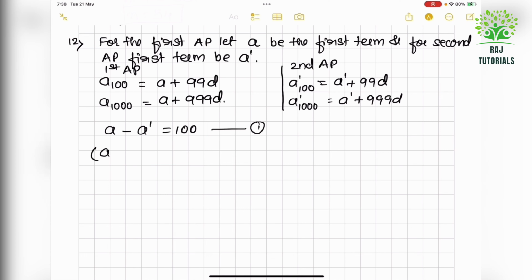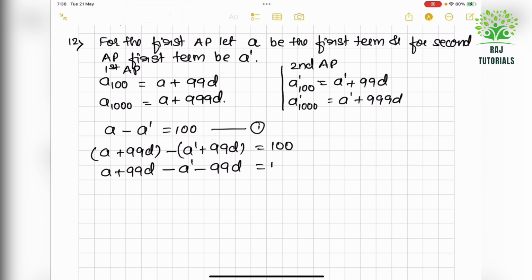So can we put here the values: A plus 99D minus A dash plus 99D, so 100. So here if I open the bracket, see, minus A dash minus 99D equal to 100. So 99D will get cancelled. So A minus A dash equal to 100. I got this second equation.